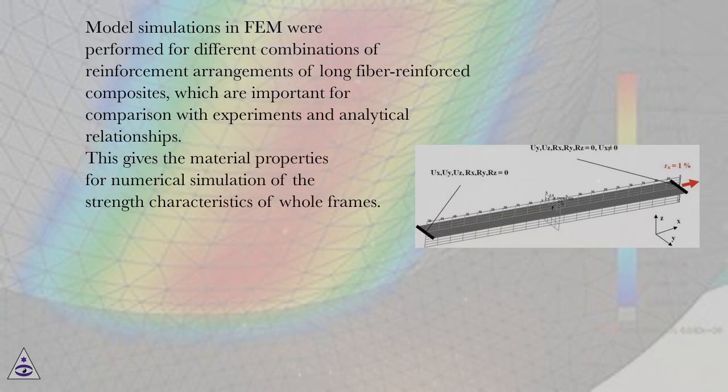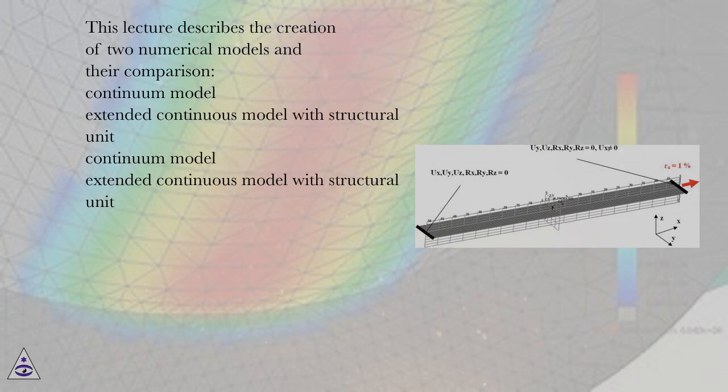Model simulations in FEM were performed for different combinations of reinforcement arrangements of long fiber reinforced composites, which are important for comparison with experiments and analytical relationships. This gives the material properties for numerical simulation of the strength characteristics of whole frames. This lecture describes the creation of two numerical models and their comparison.